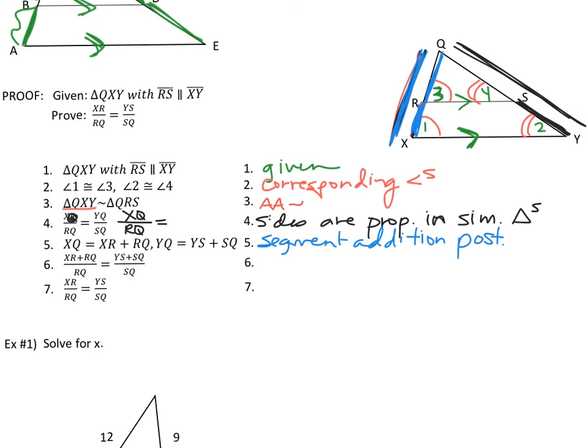Okay, so if that's the case, now look at what happens. What was XQ up here, we are going to turn into XR plus RQ, because we just said that those things are equal. So we're just substituting something that we know is equal to something else. So that's substitution.